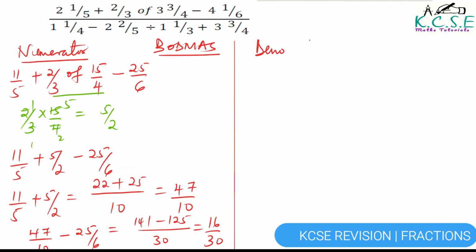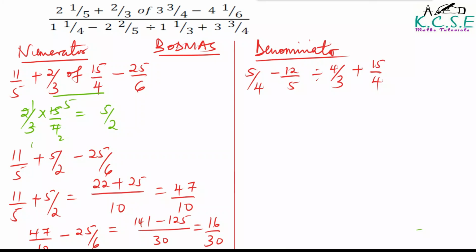Let's go to the denominator. We start by converting all the mixed fractions into improper fractions. This will be 5 divided by 4. Then this is 12 divided by 5, divided by 4 over 3, plus 15 divided by 4. Again, we follow the order of operation, and according to this, our division should come first. 12 over 5 multiplied by 3 over 4 gives, 4 by 4 is 1, 3. So this gives 9 divided by 5.